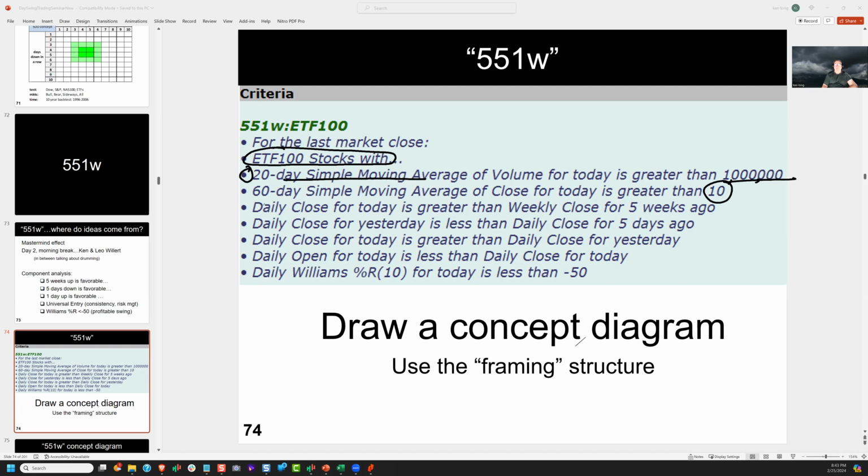And then we said today's close is greater than the weekly close 5 weeks ago. So in other words, comparing the price 5 weeks ago and the closing price today, it had to be higher than it was 5 weeks ago.